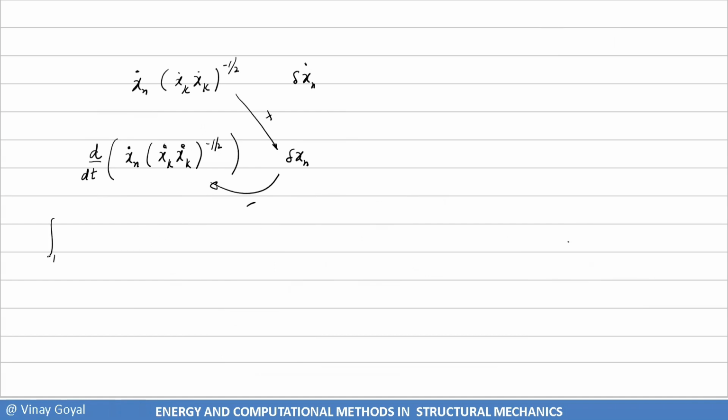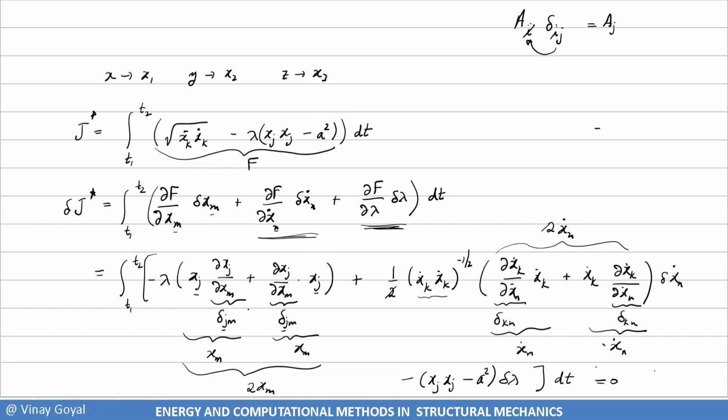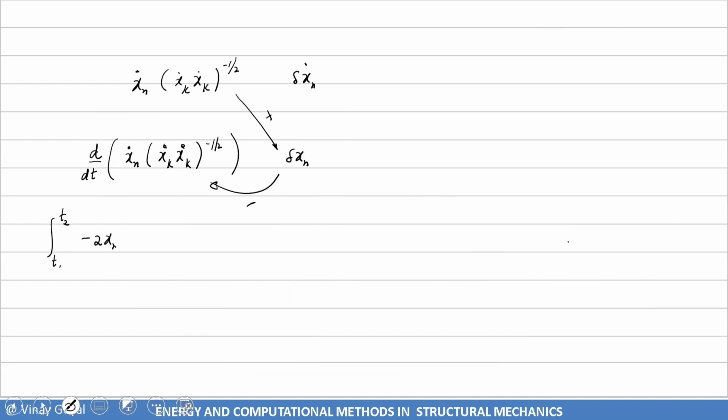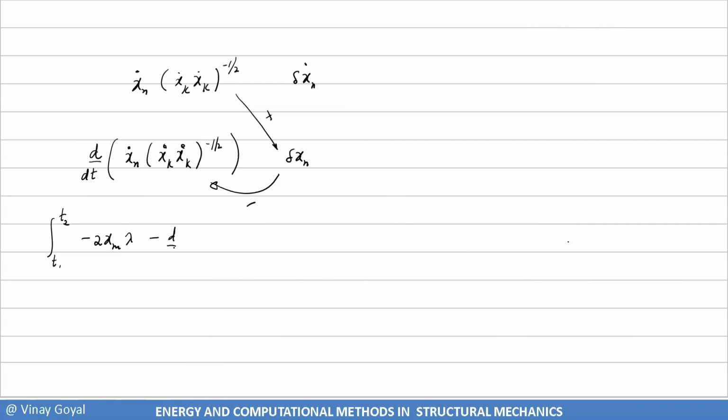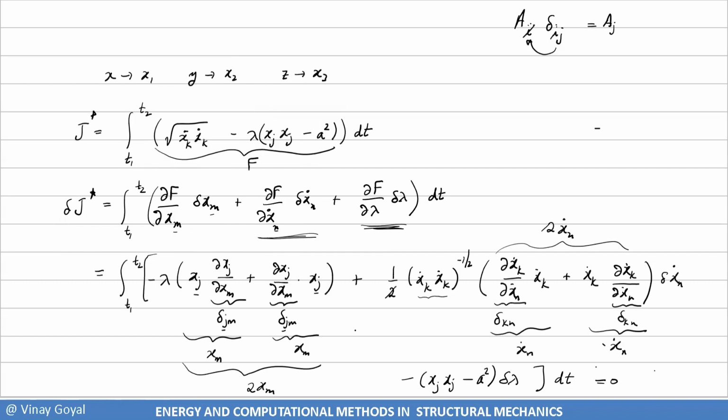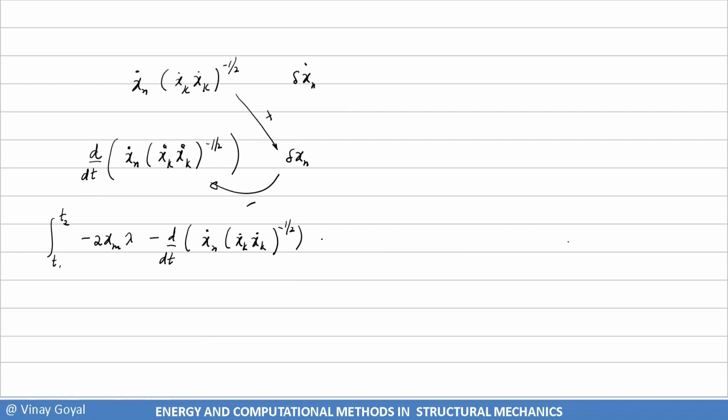So I have the integral t1 to t2, and I'll just write everything out so you can see what it looks like. Minus 2xm lambda, and that's minus right there, but I also have another minus, so that's going to give me minus d dt x dot n xk dot to the minus 1/2, and then I have the Lagrange multiplier, which I already know what it looks like.